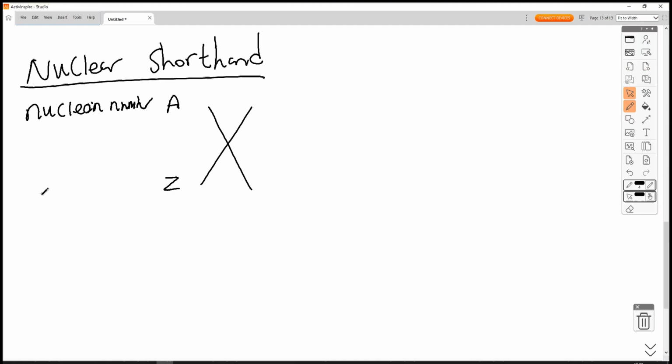The Z number is called the proton number. And in chemistry, you might have previously called this the atomic number. Why do we call it the proton number? Because of how many protons it has.